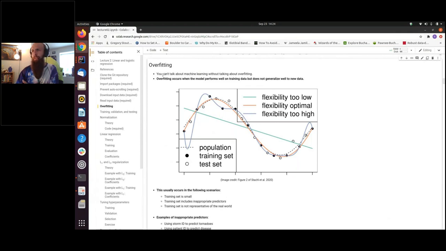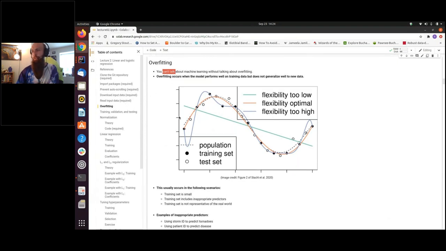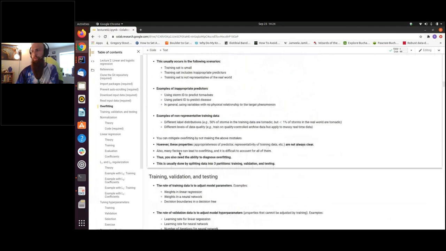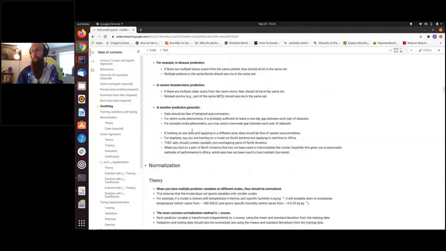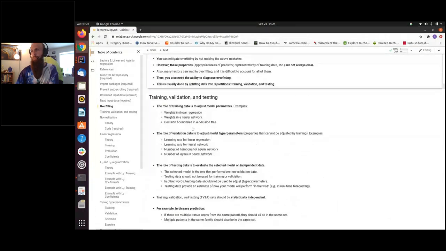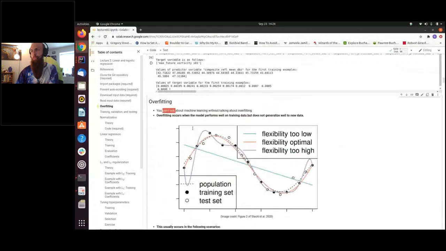For the concepts that didn't sink in today, if you want to read about overfitting and training, validation, and testing in different words, there are some little mini slides that I've put in the middle of the Colab notebook as well. So if you learn by having things restated for you, you may want to take a look at that.